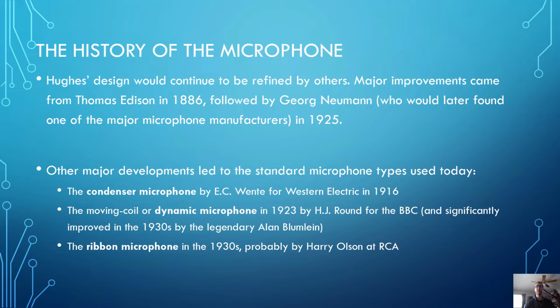Other major developments led to the standard microphone types that we know and use today. The condenser microphone was created by E.C. Wente for Western Electric in 1916. The moving coil or dynamic microphone was created in 1923 by H.J. Round for the BBC. It was significantly improved in the 30s by the legendary recording engineer Alan Blumlein.